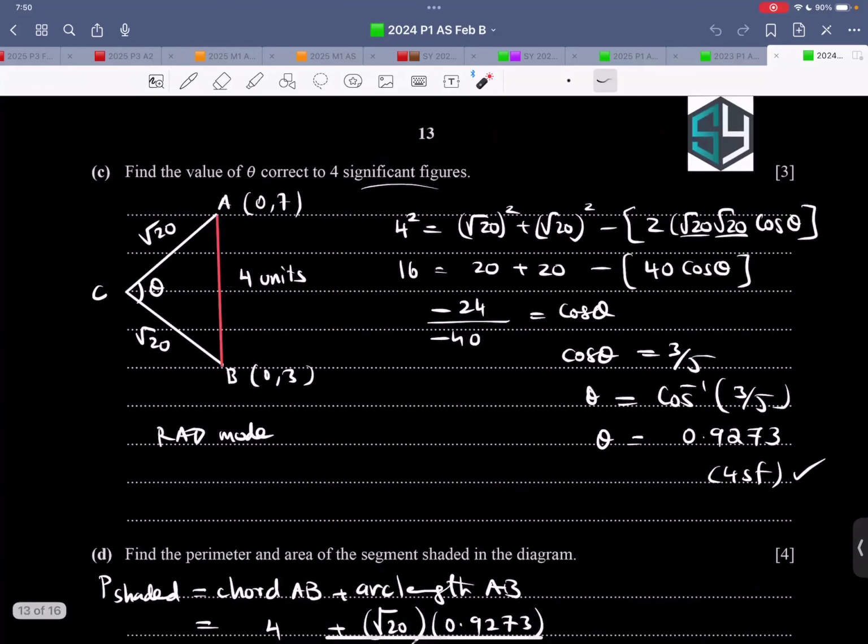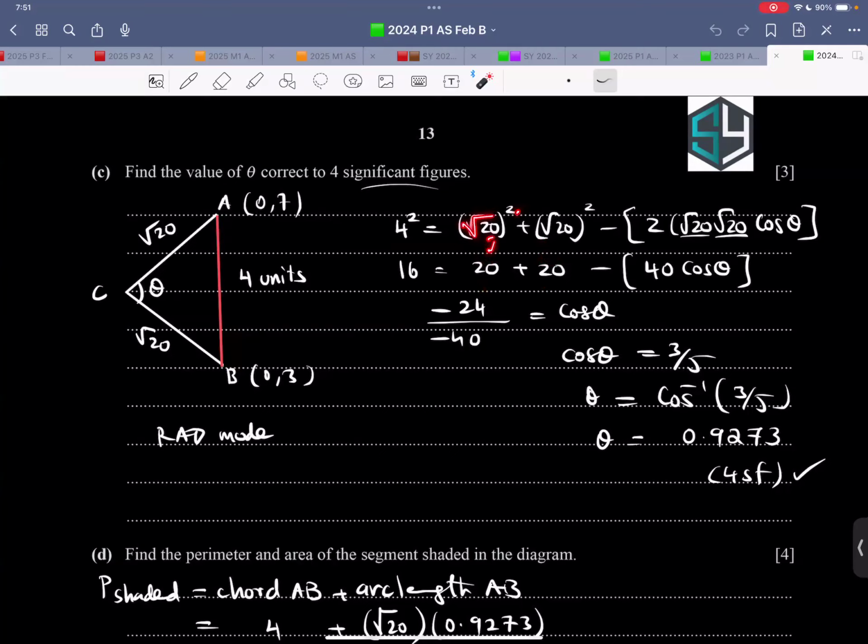Now it says find the value of theta correct to 4 significant figures. Now the examiner puts emphasis on both exact form as well as decimals. So you cannot compromise on that. If it's asking you to work in 4 SF, then work in 4 SF. So now this was the radius, this was the radius, that is the length, that is 3 and 7, the difference is 4. Apply Pythagoras, apply the cosine rule and initially work in exact form because that was so easy.